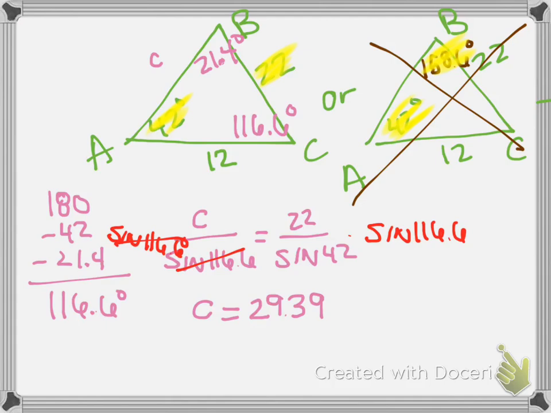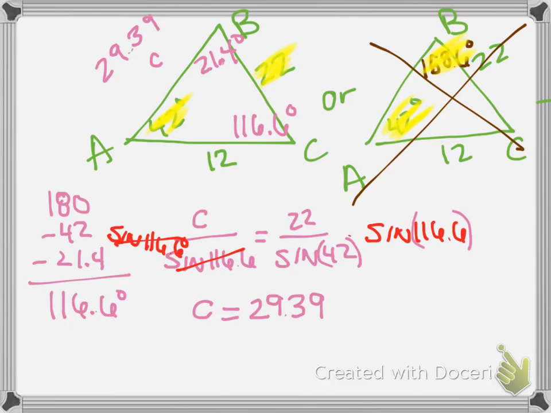29.39. And yes, you should check that work. Number one, make sure I did it right, but also make sure that you're putting it in correctly. Make sure you're closing your parentheses after your angles, and you're getting your 29.39.